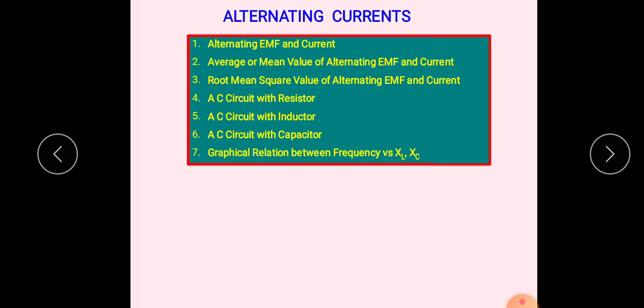alternating EMF and current, average or mean value of alternating EMF and current, root mean square value of alternating EMF and current, AC circuit with resistor, AC circuit with inductor, and AC circuit with capacitor, and the graphical relation between frequency and inductive reactance and frequency and capacitive reactance.